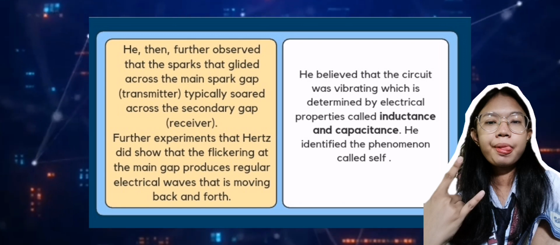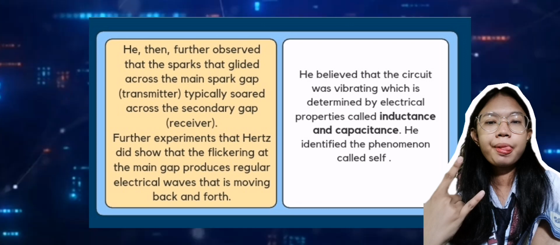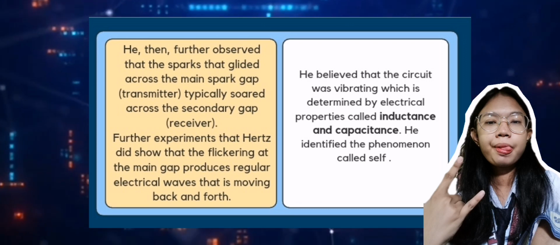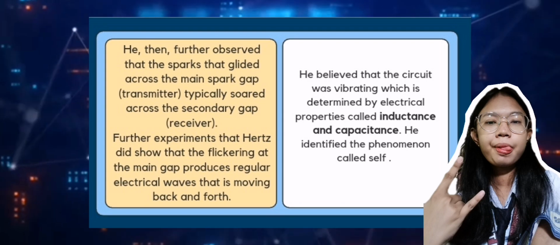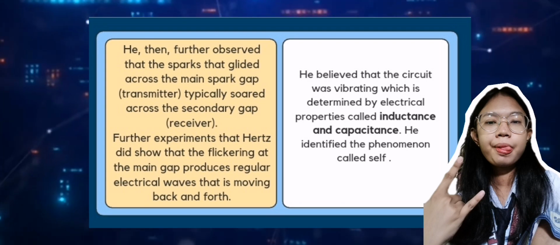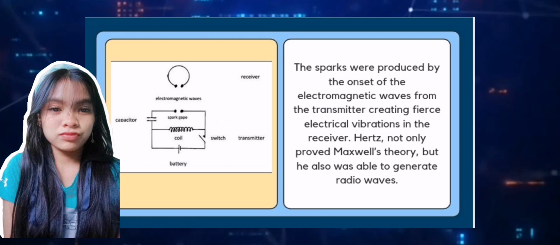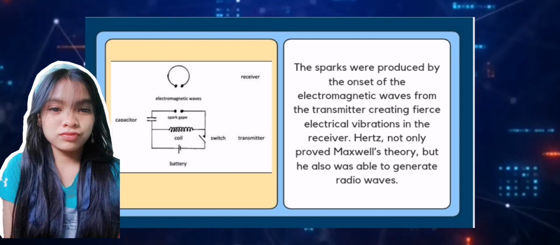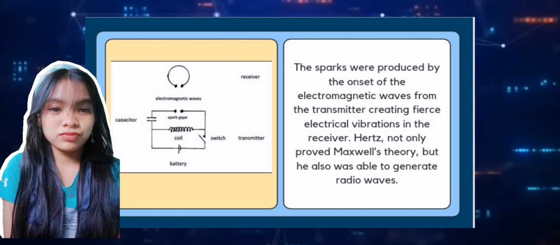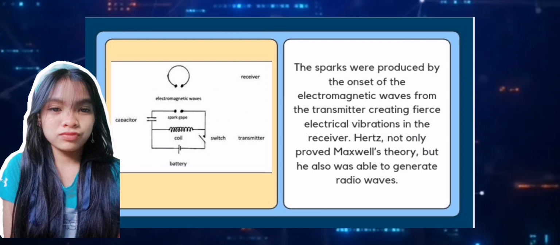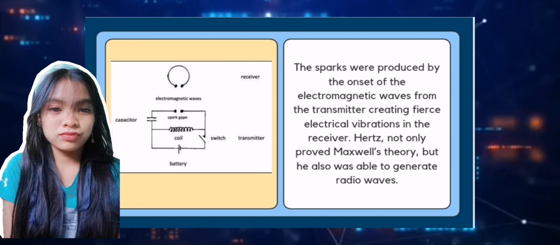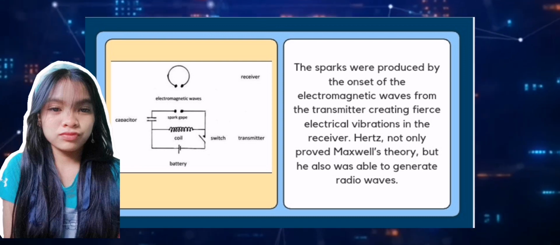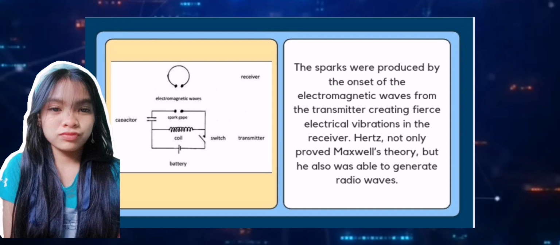He believed that the circuit was vibrating, which is determined by electrical properties called inductance and capacitance. He identified a phenomenon called self. The sparks were produced by the onset of the electromagnetic waves from the transmitter, creating fierce electrical vibration in the receiver. Hertz not only proved Maxwell's theory, but he was also able to generate radio waves.